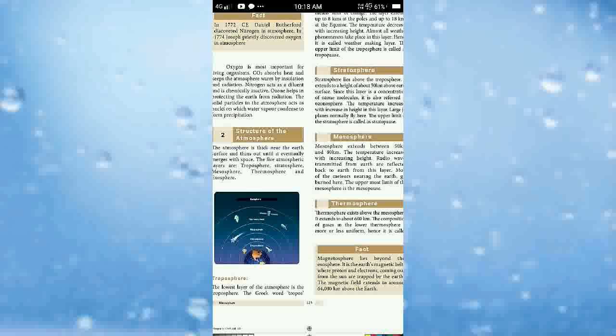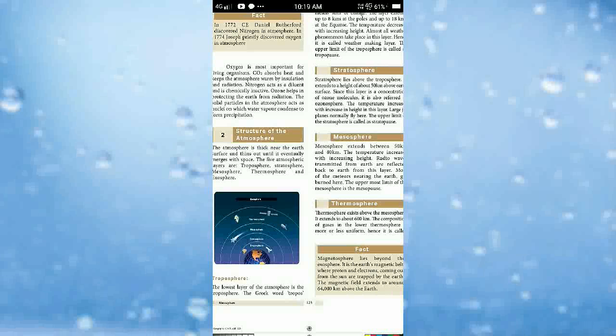Because only the central line of the earth, the equator, receives the sun's rays directly. Other areas receive the sun's rays slantingly, so the temperature decreases with increasing height. If moving toward the pole side, the temperature decreases. Most of the meteors near the earth get burned here. The uppermost limit of the mesosphere is called the mesopause.